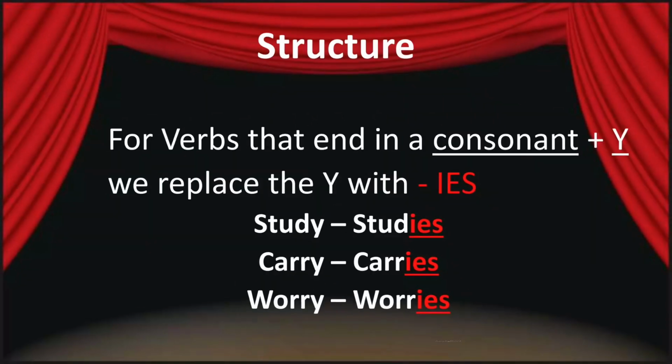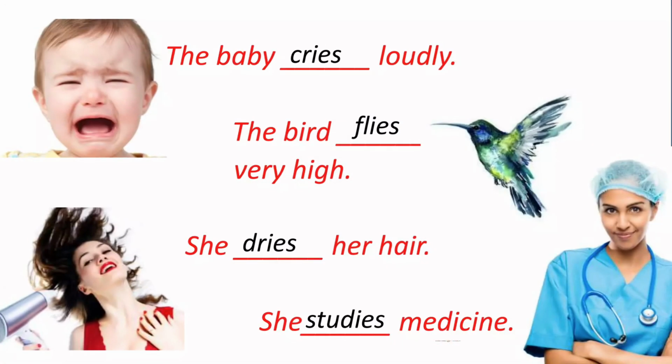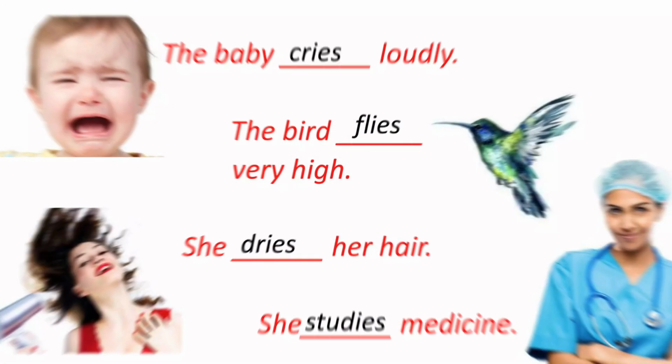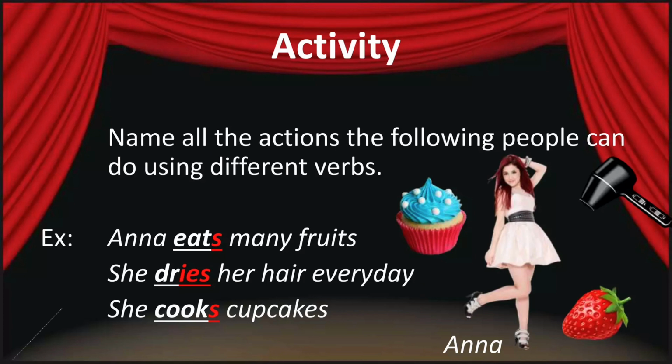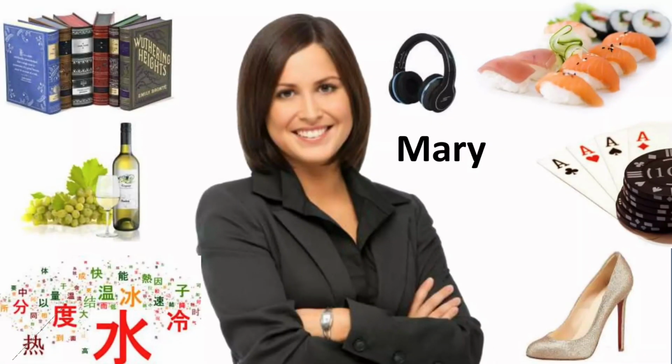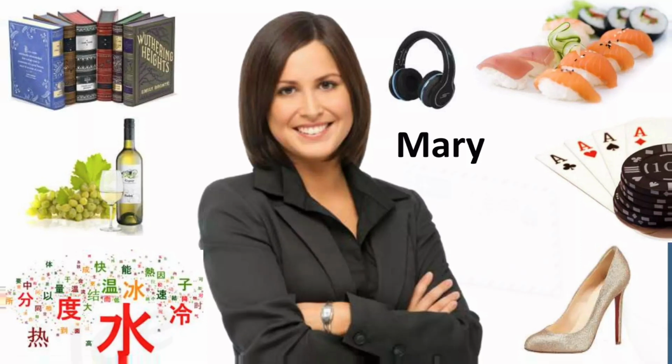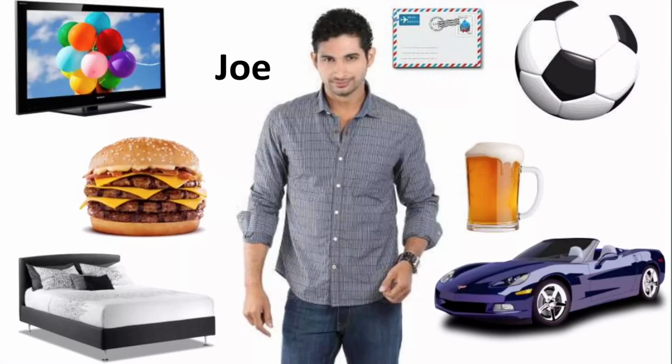For verbs that end in a consonant plus y, we replace the y with ies, like study, studies, cry, cries. We just add s for verbs that end in a vowel plus y. For example, play, plays, buy, buys. There is an activity for you in which you have to name all the actions the following people can do using different verbs. Share your answers in the comments section.